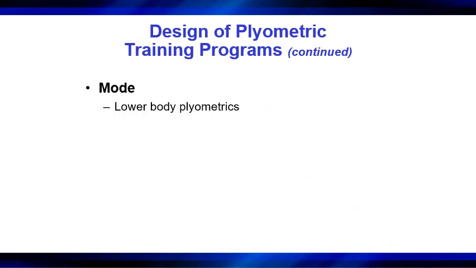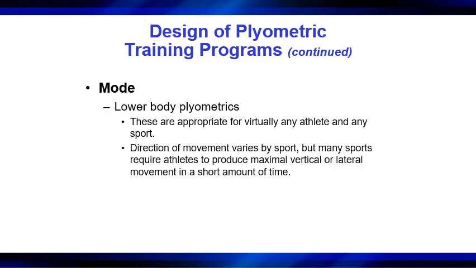So we look at the mode, lower body plyometrics. Again, just about any athlete in any sport needs to do at some point some type of lower body plyometric or jumping activity. So you see a pretty good volume of these getting done. Again, the direction of the movement varies by sport, but most sports require athletes to produce maximum vertical or lateral movement in a short amount of time.